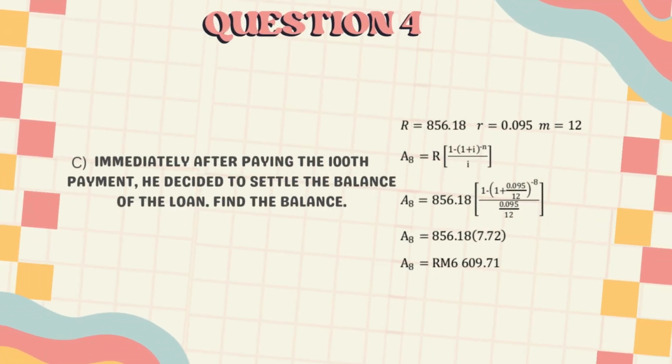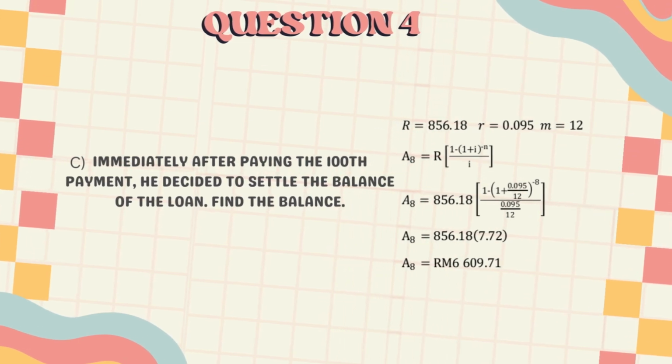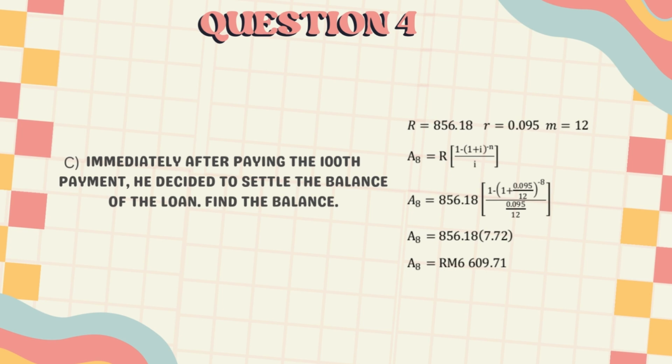So the next question is C. Immediately after paying the 100th payment, he decided to settle the balance of the loan. Find the balance. Use the formula AX equals R open bracket 1 minus open bracket 1 plus I close bracket power minus N divide I close bracket. AX because 108 minus 100 equals 8. So let's list all the information that we have. AX equals 856.18 open bracket 1 minus open bracket 1 plus 0.095 divide 12 close bracket power minus 8 divide 0.095 divide 12 close bracket.